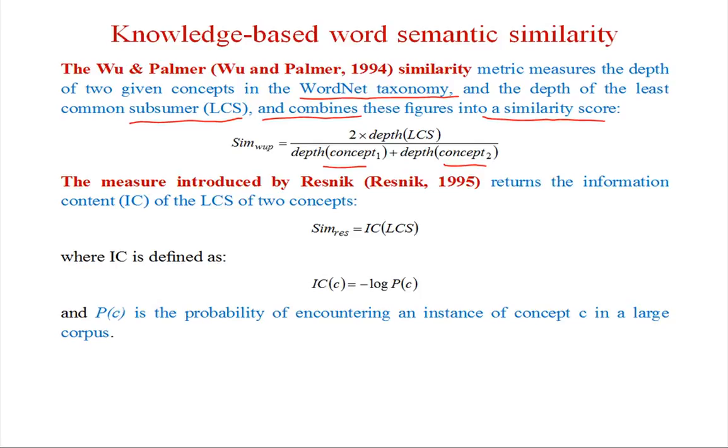The measure introduced by Resnik returns the information content of the least common subsumer of two concepts, meaning the information content of the LCS. Here information content is minus log P(C), where P(C) is the probability of encountering an instance of concept C in a large corpus.